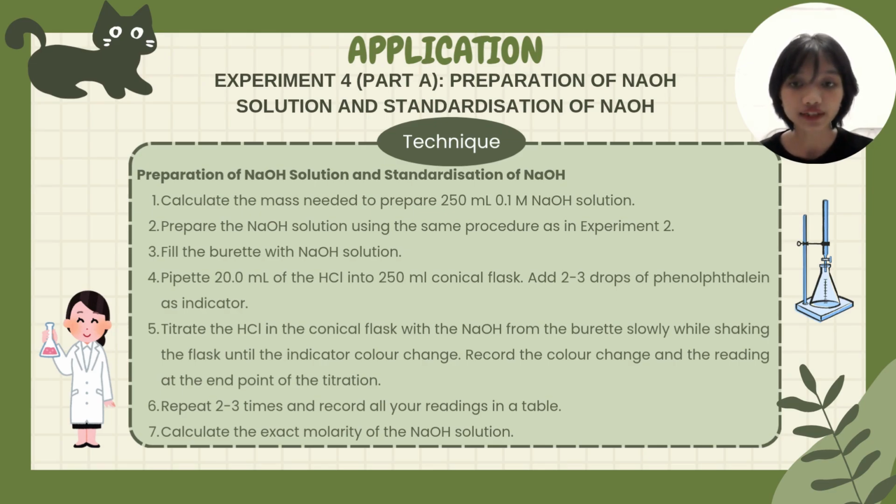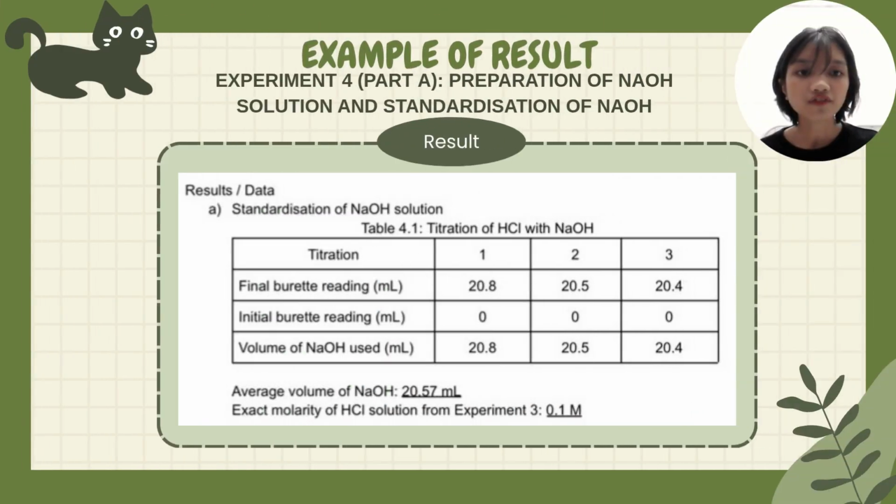And then we titrate the HCl in the conical flask with the NaOH from the burette slowly while shaking the flask until the indicator color changes. We record the color change and the reading at the end point of the titration. And then we repeat it 3 times and we record all the readings in the table. Last but not least, we calculate the exact molarity of NaOH solution. And finally, this is the result that we get from the experiment, which shows the result of titration between HCl and NaOH.